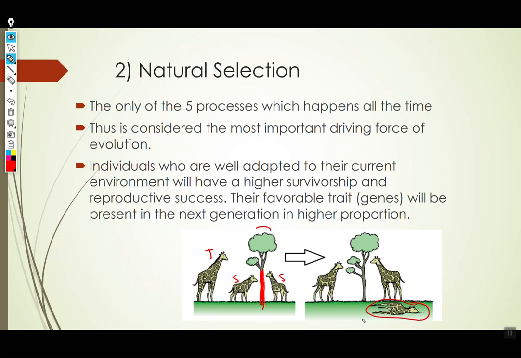So this is talking about individuals who are well-adapted to their current environment. So they have physical attributes that allow them to use and live in their environment more effectively and with better survivorship and reproductive success. So that's the idea behind that.